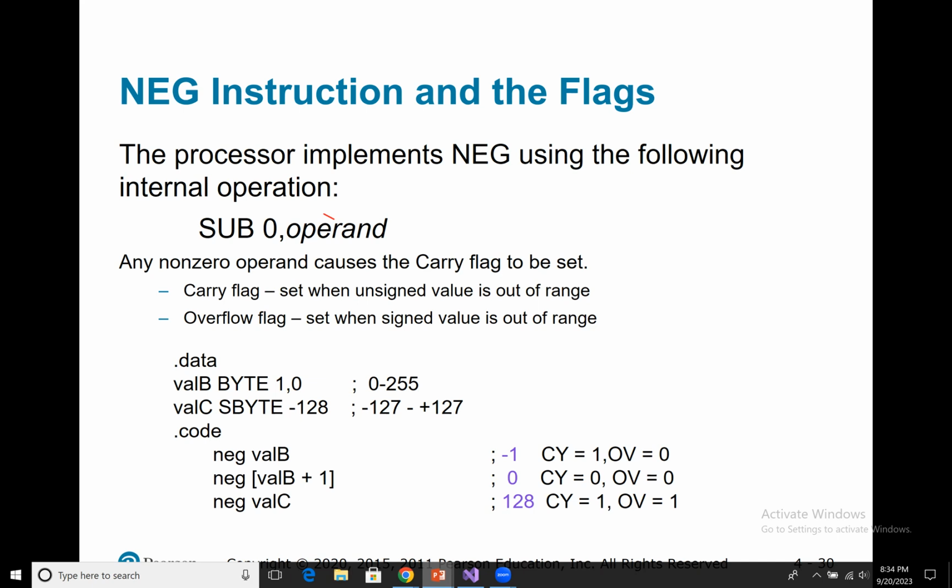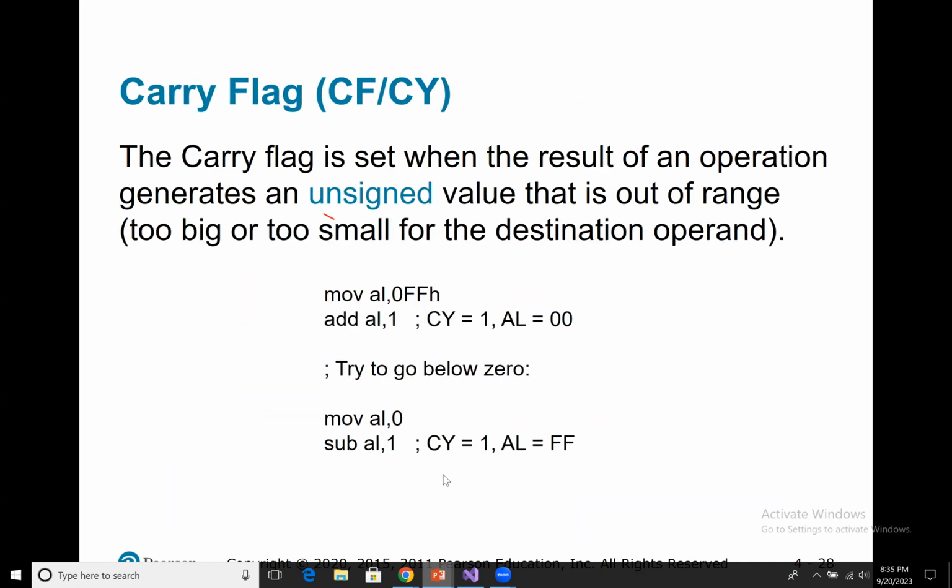And then the carry flag is set when an unsigned value is out of range, and the overflow flag is set when a signed value is out of range. So earlier we had a non-zero operand that caused our carry flag to get set, and it was this one right here.